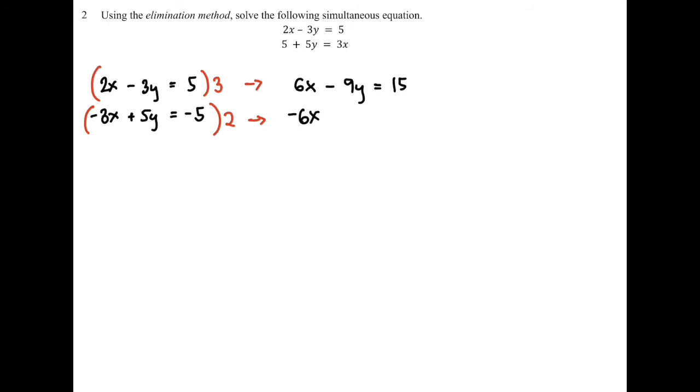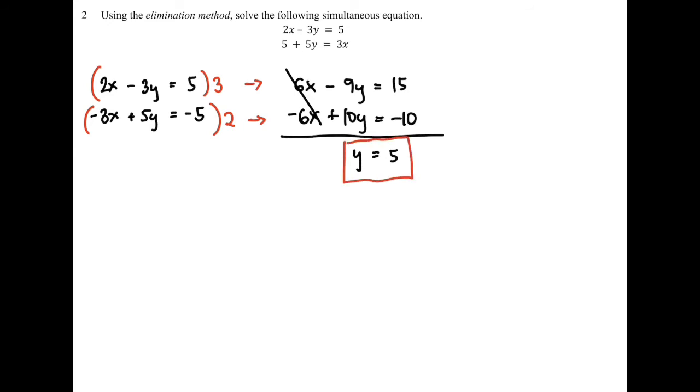And then for the second one, it is negative 6x plus 10y equals negative 10. Okay, so we can now eliminate x or 6x because they are opposites. That means when you add them, they are equal to 0. So let's add the following terms. Negative 9y plus 10y gives you y equals, okay, so what is y here? Y is 5. So that is your answer. So y is equal to 5.